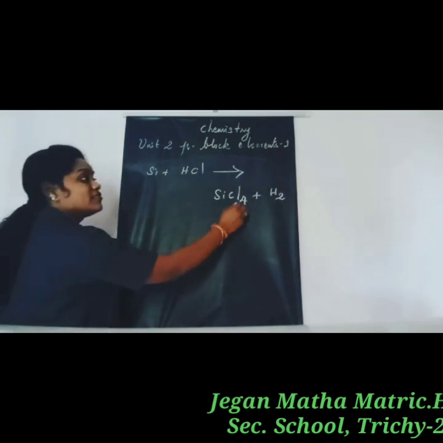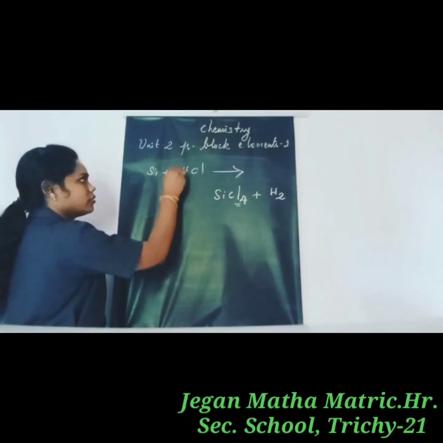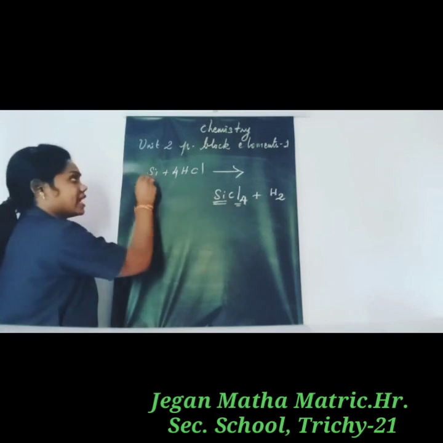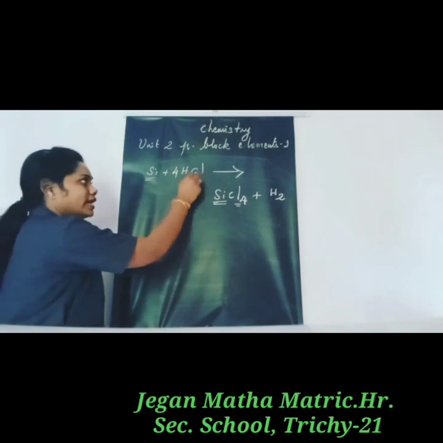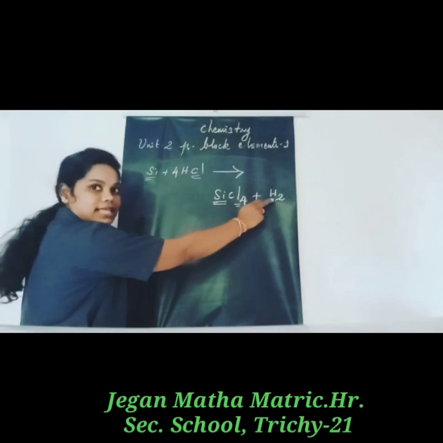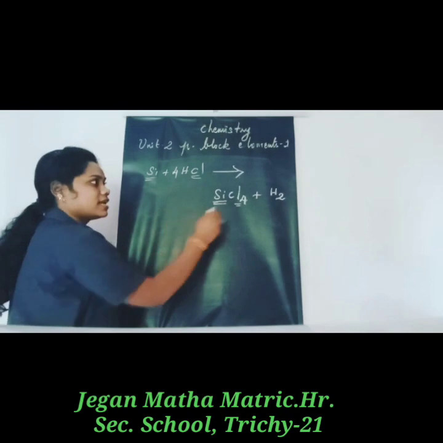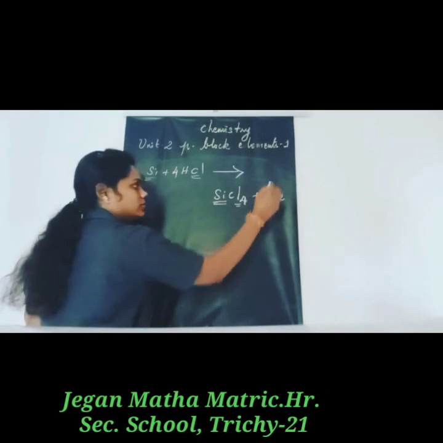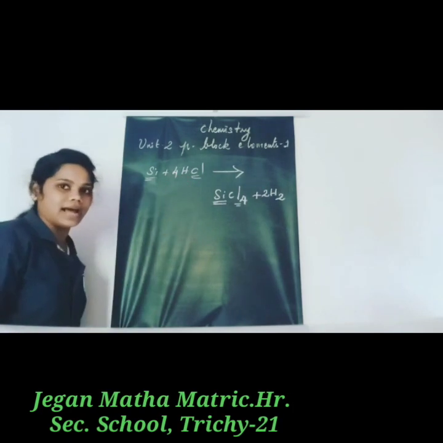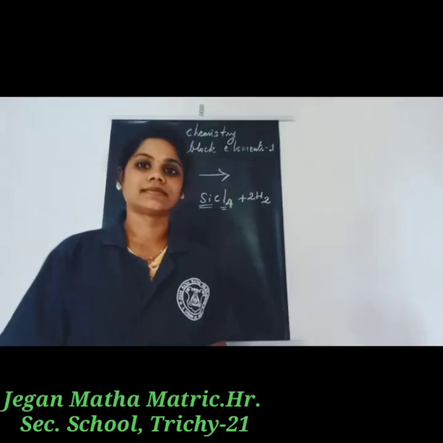Okay, so here 4 times of chlorine. So 4 times of chlorine means here we take 4 times of hydrogen chloride. So silicon only 1 time, here also only 1 time. Chlorine here 4 times, here also chlorine 4 times. But hydrogen gas here 2 times, but here hydrogen is 4 times. How to balance the equation? So here 2 times. So 2 2s are 4 hydrogen, so here also 4 hydrogen. So this is the preparation of silicon tetrachloride.